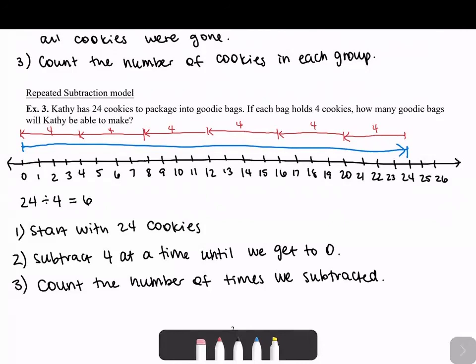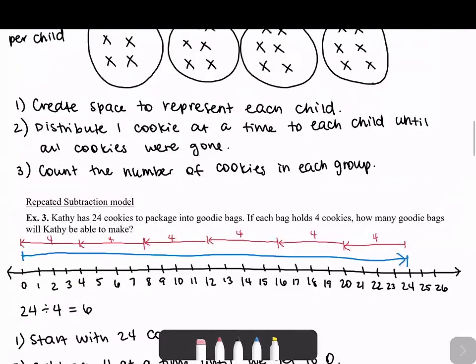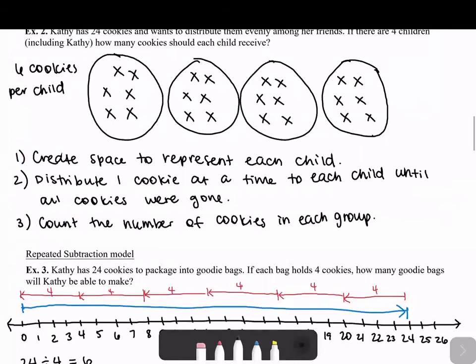So one thing to notice about these two problems, so they're really similar, but in this case, the repeated subtraction model, the quotient is the number of groups. So I'm just gonna write that. So here, the quotient is the number of groups. Okay, so the quotient is the number of groups, but up here, this quotient was the number of cookies. So up here, the quotient was the number of cookies.